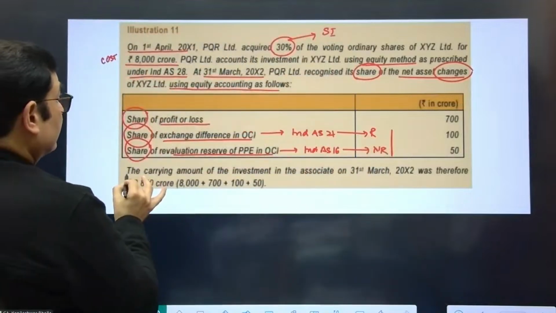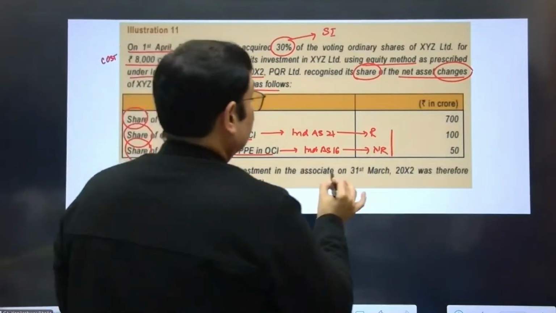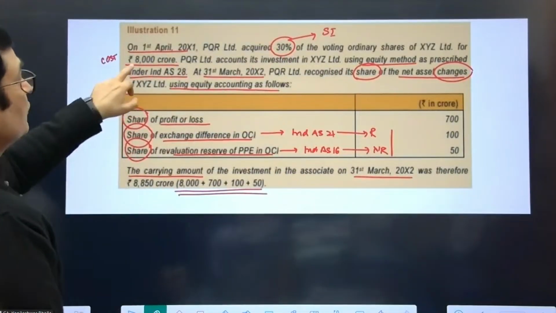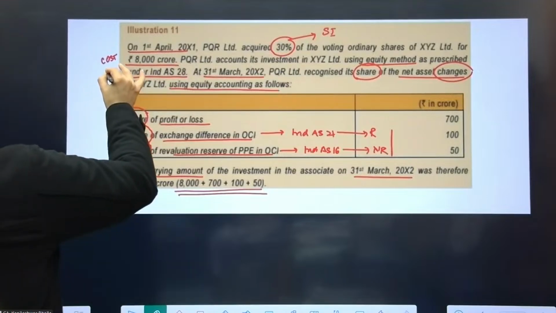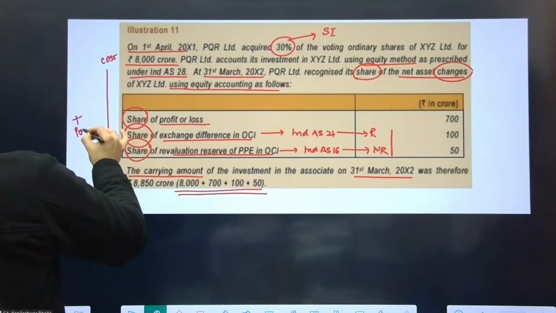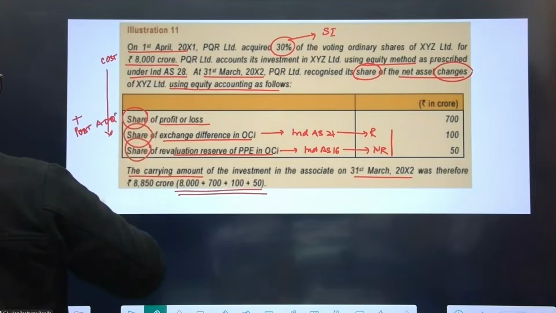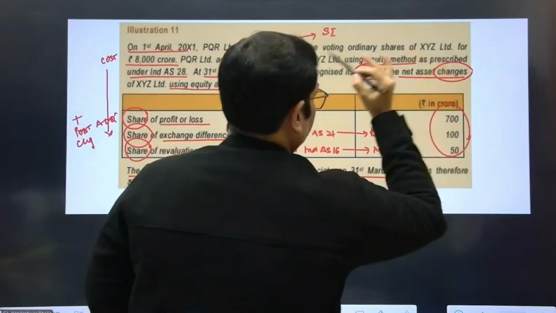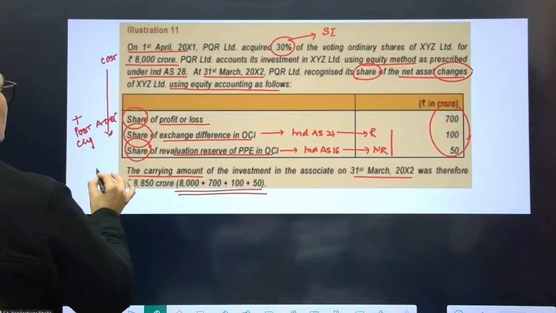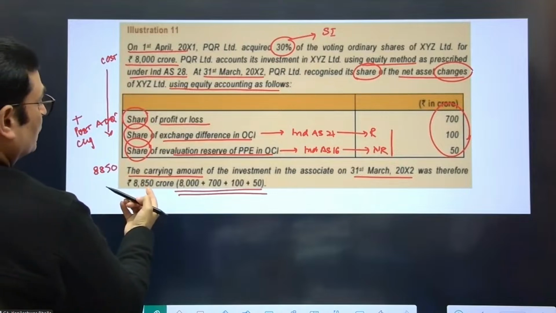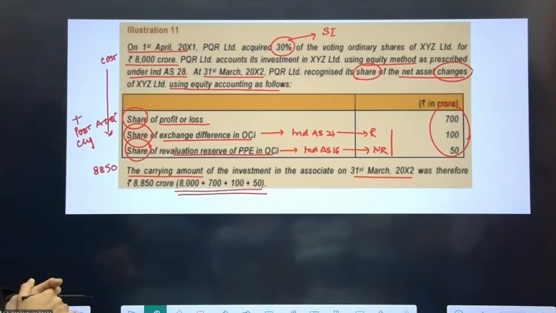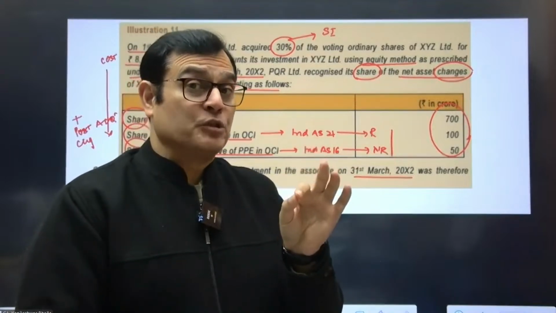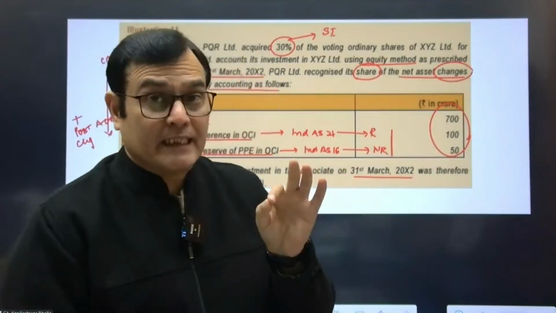Let's read further. The carrying amount of this investment in the associate on the balance sheet date is therefore this much. So what he did, he took that 8,000 cost, and to this cost he added the post-acquisition changes, and the post-acquisition changes is 850. So when you add 850, it works out at 8850. So 8,000 plus the changes in the net asset, the value is captured. So right now the investment in the books is standing at 8850 as per the equity method.